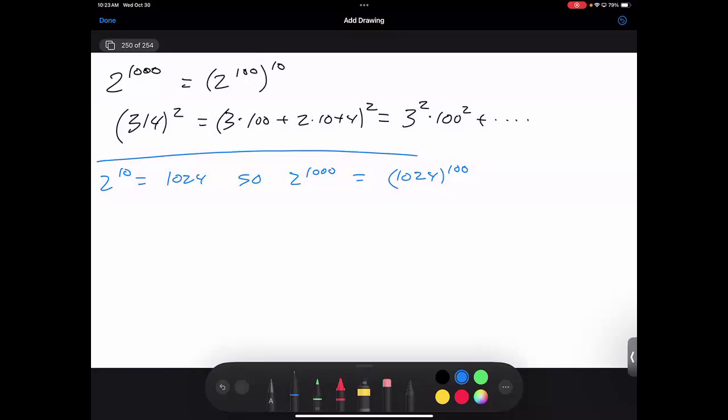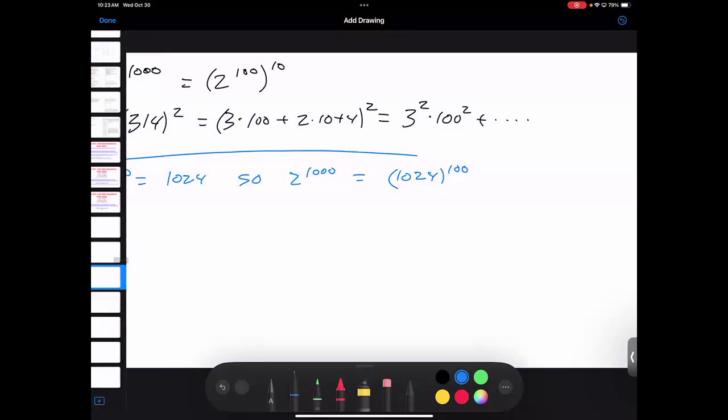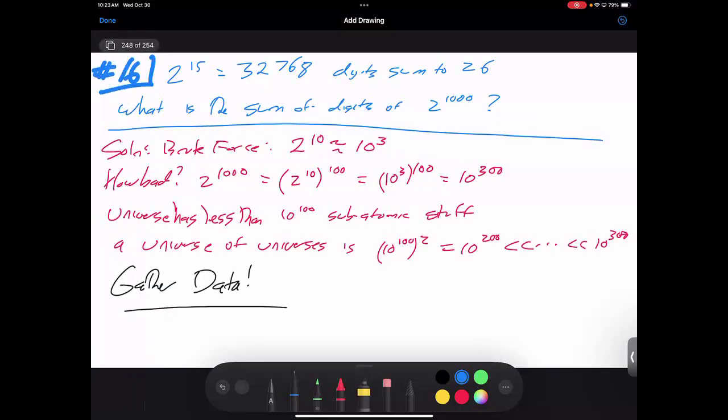I mean, it is. Oh, wait, or maybe I was being absurd. It's only 300 digits. Right, it's only 300 digits. Sorry, ignore what I said earlier.